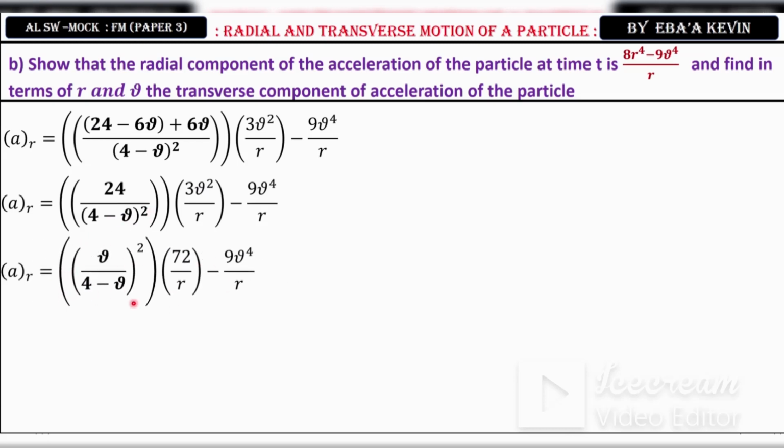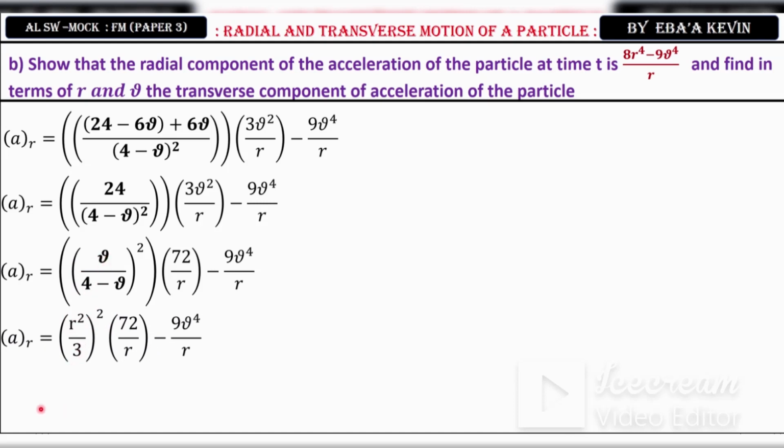We are going to have this expression: the radial component of acceleration is equal to theta divided by 4 minus theta, all that squared. Remember, I simply brought this theta squared together with 4 minus theta squared, and this 24 I multiplied with 3 to get 72 divided by r here, then times theta divided by 4 minus theta all squared, then minus 9 theta raised to the power 4 divided by r. If you look closely once again, you will realize this inner expression corresponds to r squared divided by 3.